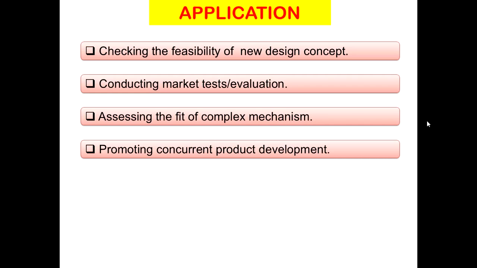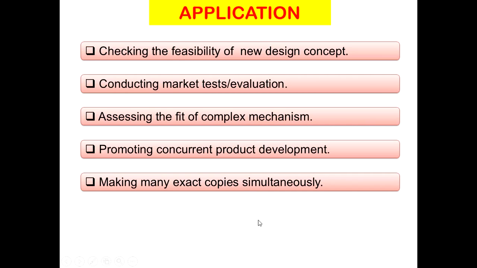So this rapid prototyping component can promote concurrent product development, and this will save the time, or this will eliminate the time in the manufacturing. So this is the advantage of rapid prototyping technology. Concurrent product development is possible with the help of this rapid prototyping technology.